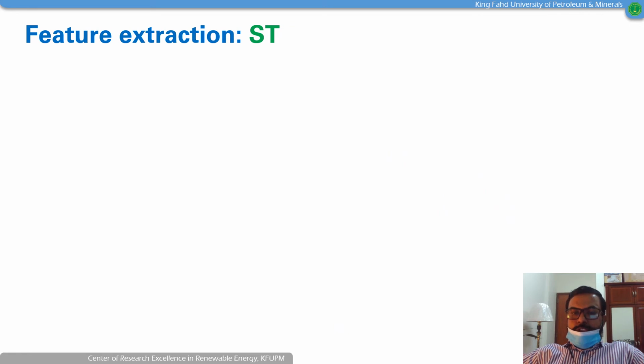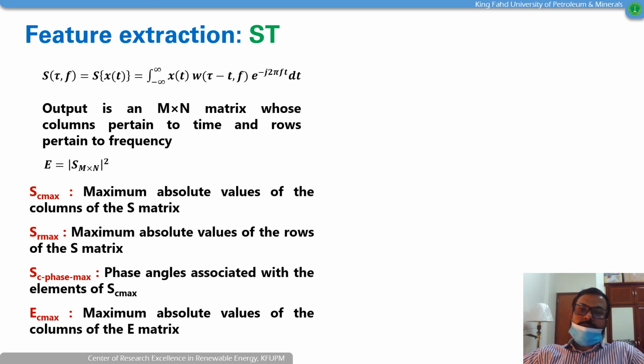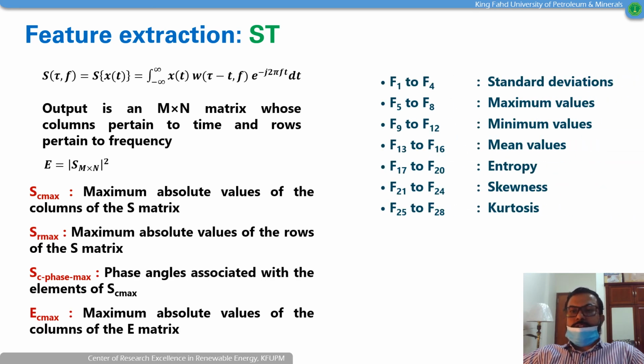The output of the Stockwell transformation is a matrix whose columns pertain to time and rows pertain to frequency. From this Stockwell transformation matrix, we can have the energy matrix. From the Stockwell transformation and the energy matrices, we can have these 4 vectors. From these 4 vectors, we can calculate their standard deviations, maximum values, minimum values, mean values, entropy, skewness, and kurtosis. So, therefore, at the end of the Stockwell transformation process, we will have a total of 28 features.